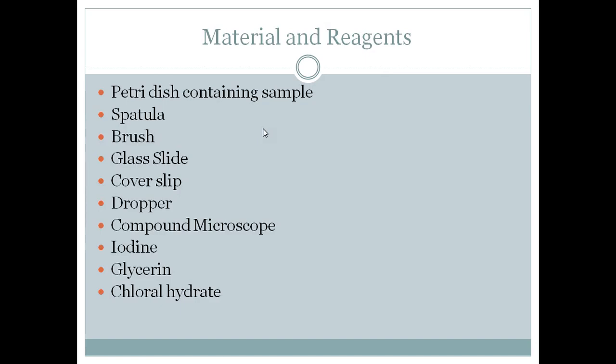Now the materials and reagents that are required to perform its powder microscopy are: definitely a petri dish containing the sample, spatula, brush, glass slide, cover slip, dropper, compound microscope, and reagents iodine, glycerine and chloral hydrate, with the help of which we will make 3 different slides of Glycyrrhiza glabra powder.